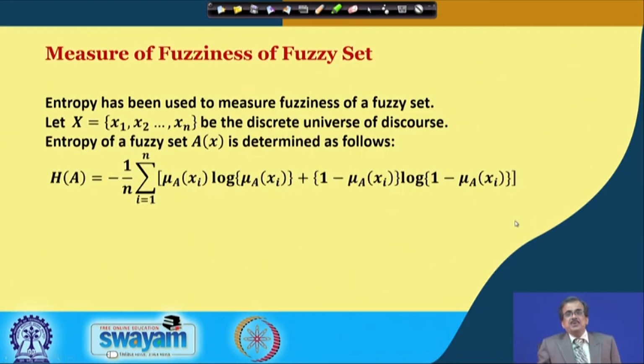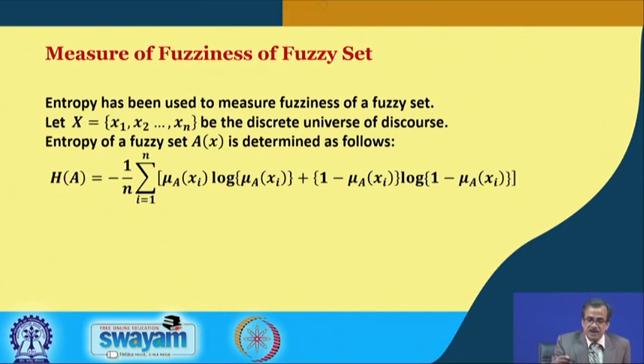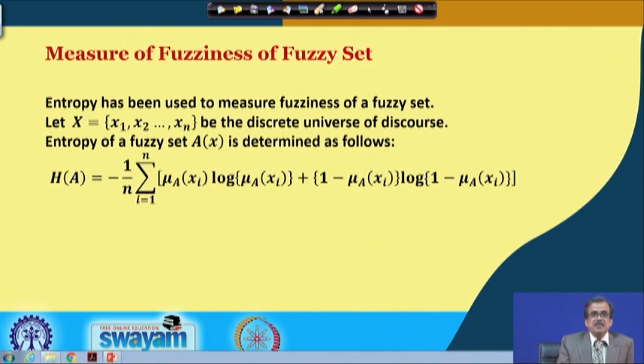Now, I am just going to define two terms. One is called the measure of fuzziness. So, how to mathematically find out the fuzziness of a fuzzy set? Now, to define this particular fuzziness of a fuzzy set, we use a particular term that is called the entropy. So, the term entropy is used just to define the fuzziness of a fuzzy set.